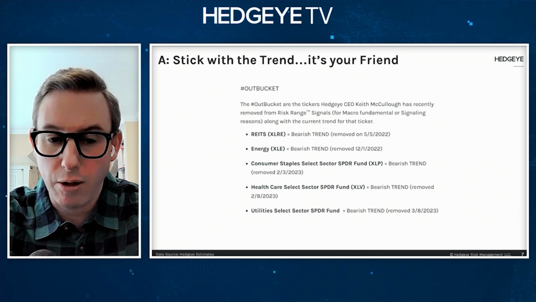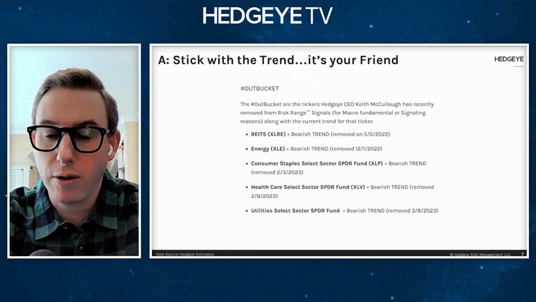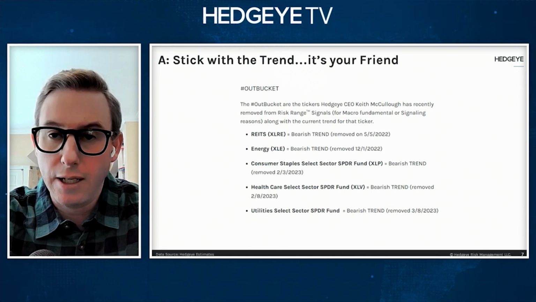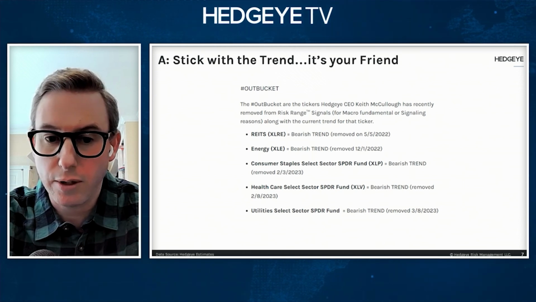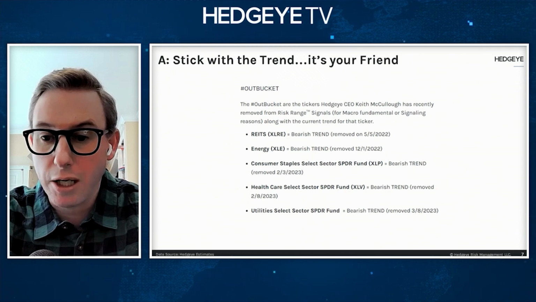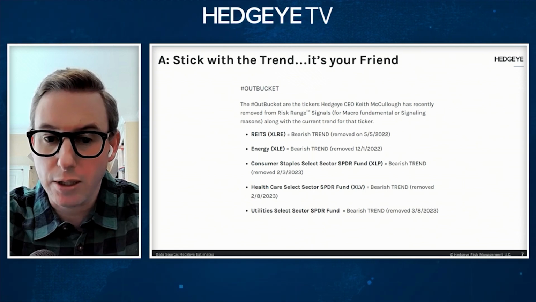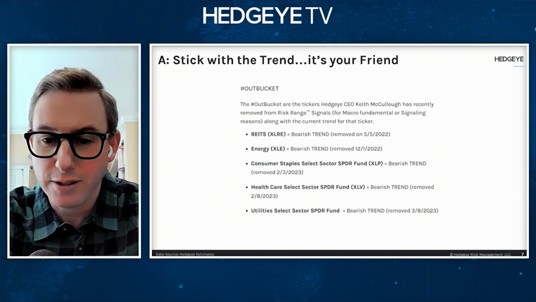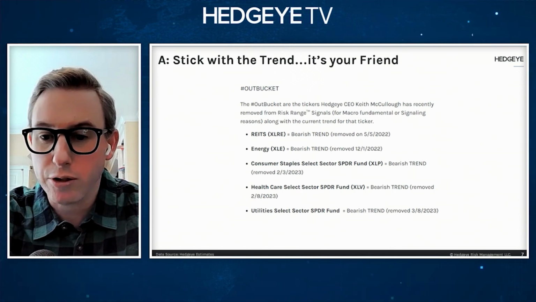Right now, all these out bucket names are bearish trend. So everything from REITs to energy to staples to healthcare to utilities. And again, these will change. So if something moves to bullish trend, let's just say staples, right? And sometime in the future, if they return back to a traditional quad four portfolio, then it's possible that goes back to bullish trend. Now, with VIX approaching the F bucket, it's unlikely, but regardless, what you see there on the screen at the bottom of the risk range will shift from bearish to bullish when it does that.